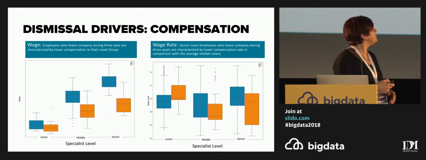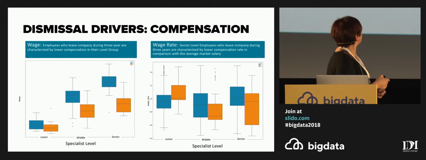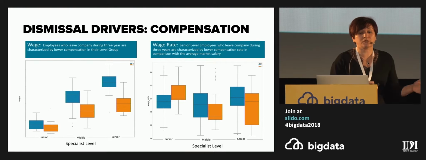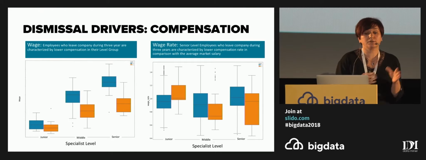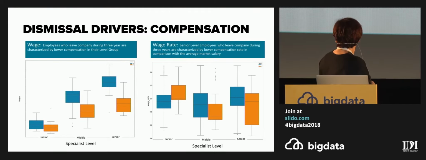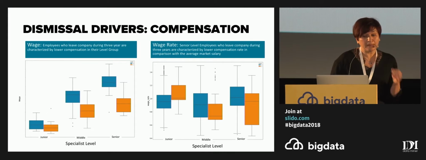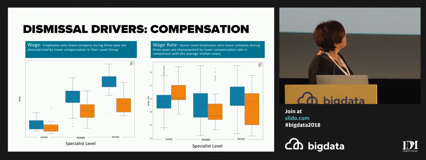You can see that the difference between the average salary of the employees who decided to leave the company and who decided to stay working for this company increases as the specialist level increases. So for senior level specialists, this divergence is much more significant than for junior level specialists. As for wage rate, we can see that senior level employees who leave the company during 3 years are characterized by low compensation rate in comparison with the average market salary.